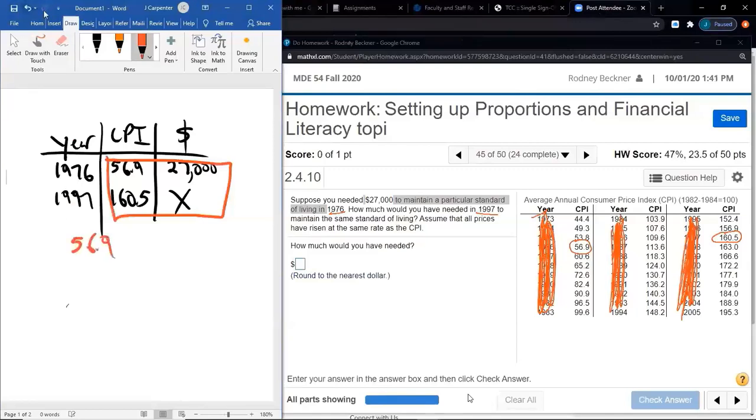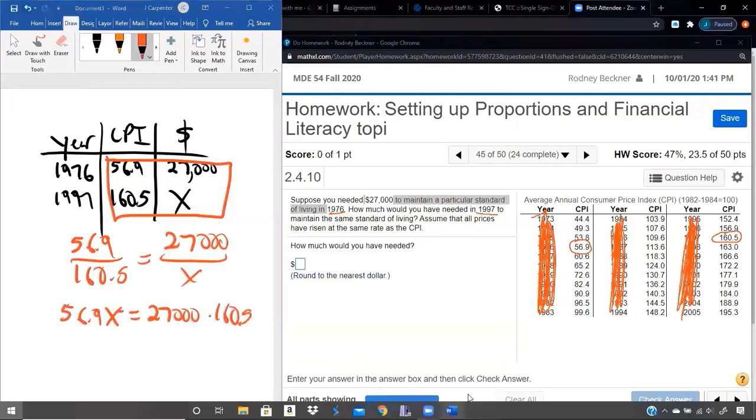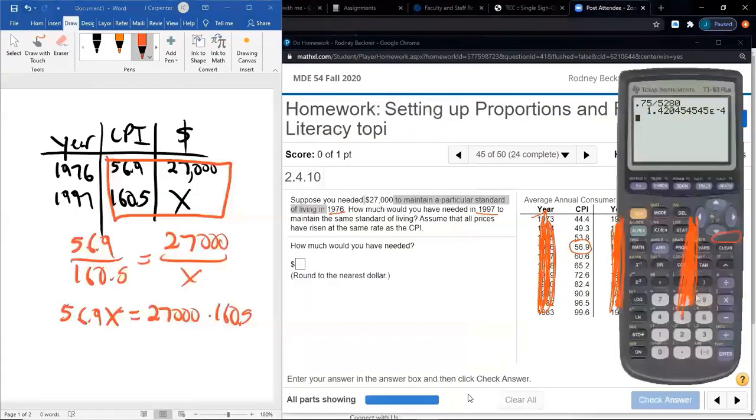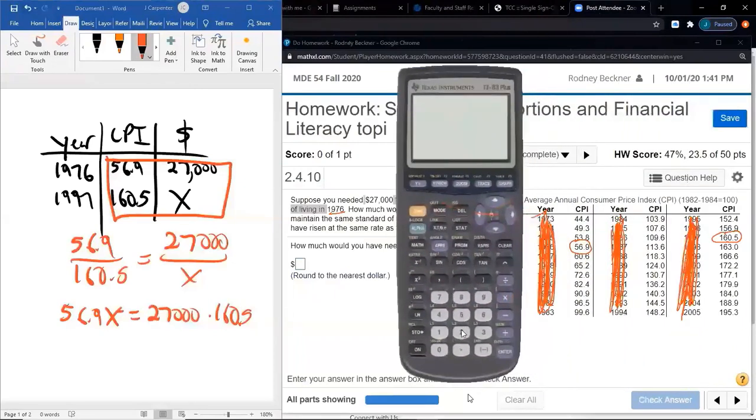We're going to do 56.9 over 160.5 equals 27,000 over x. We'll cross multiply to get 56.9 times x is equal to 27,000 times 160.5. Definitely going to want a calculator for that. Just move this so we can see what I'm typing in. 27000 times 160.5.